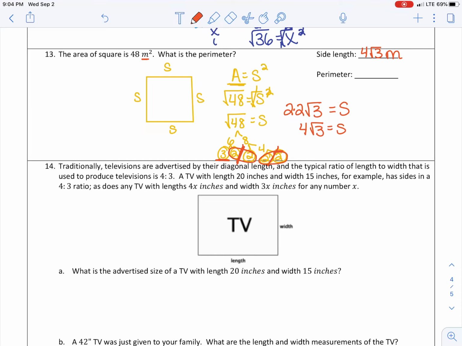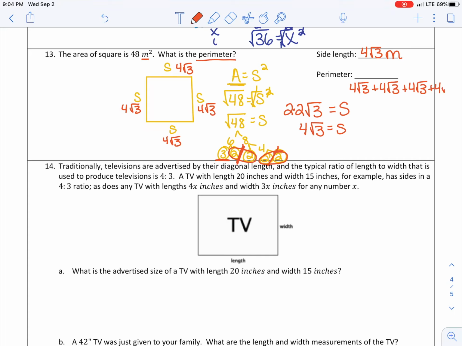Now, perimeter is what it's also asking for. Perimeter is the distance around a shape. So basically, that's saying, what is 4 root 3 plus 4 root 3 plus 4 root 3 plus 4 root 3? We're adding up all of our side lengths together. I'm going to write that out real quick so that we know exactly what we're doing.